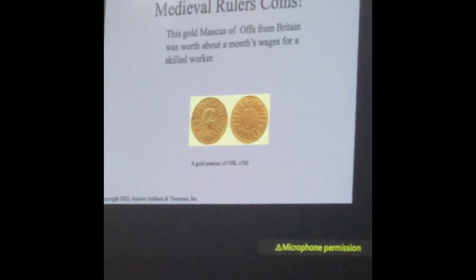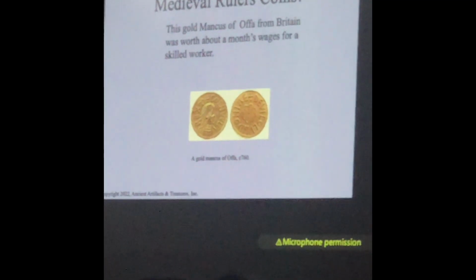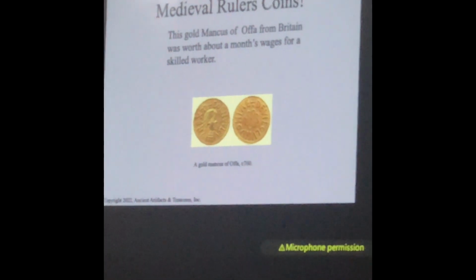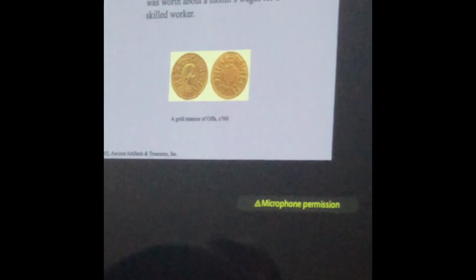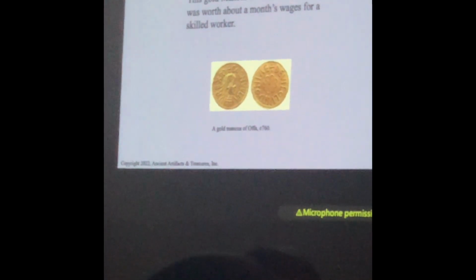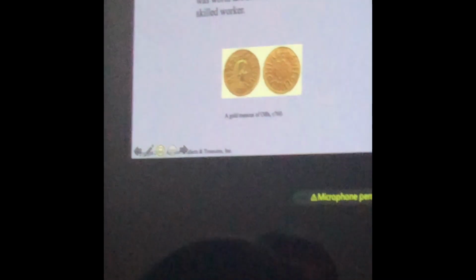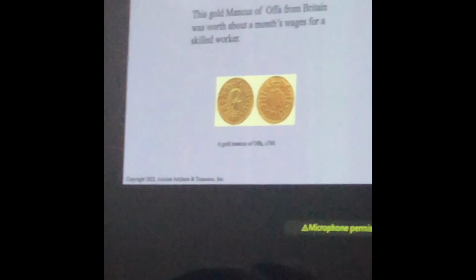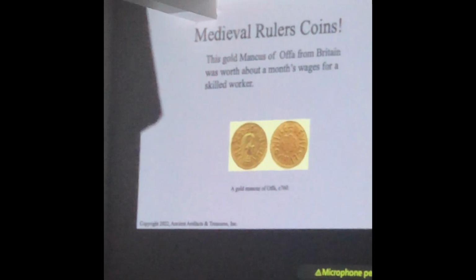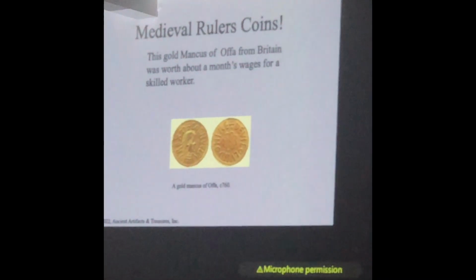Okay, this is also for Britain. This is a very early one. This was a gold penny of Offa, and he ruled around 760. We don't know for sure his exact ruling dates, but we do know him from his coins. And that is an absolutely gorgeous coin. Again, I don't have it, but I have seen one in real life, and it's just beautiful. That coin was about a month's wages for a skilled worker, not a laborer, a skilled worker.